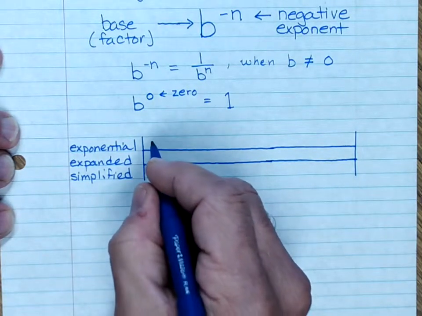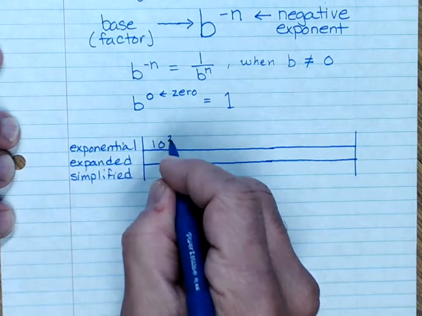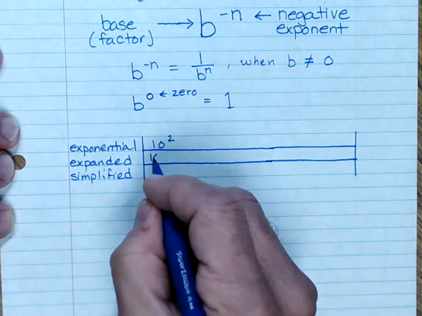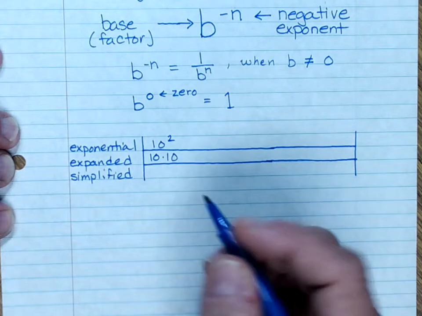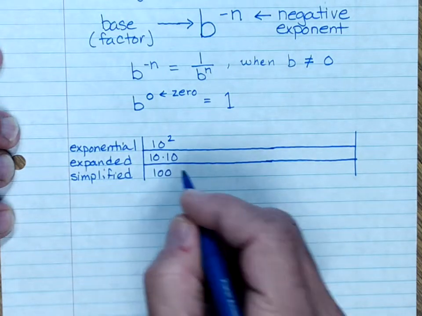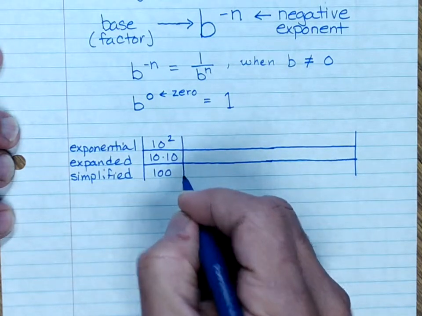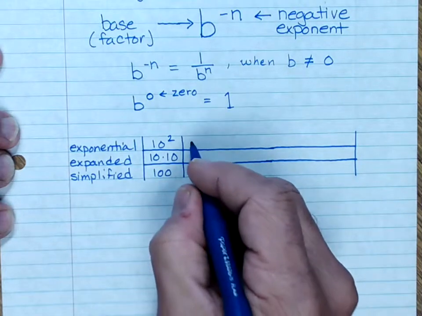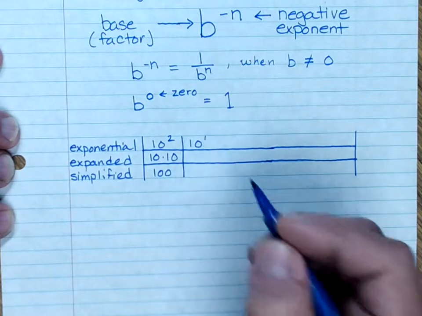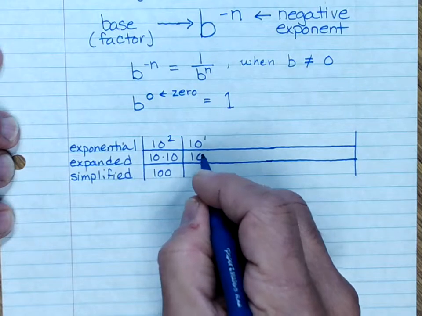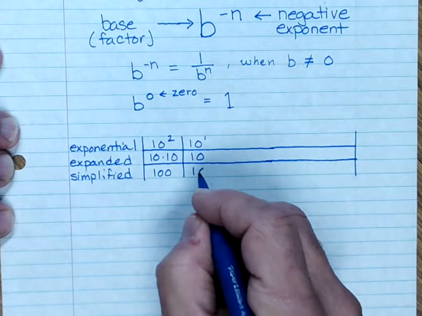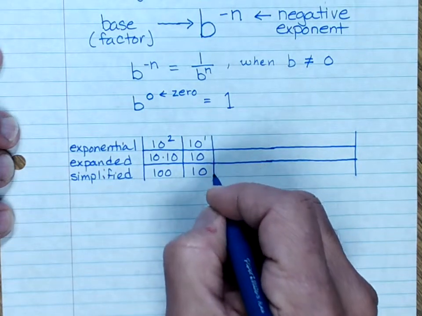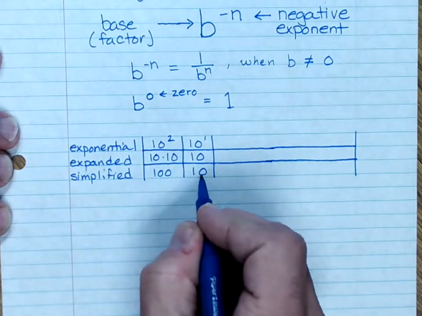So our exponent will be 10 squared. 10 squared is 10 times 10, and that equals 100. Okay, that's pretty easy. Alright, so then here's 10 to the first power. Well, 10 to the first power is just 10. Now notice how this went from 100 to 10.